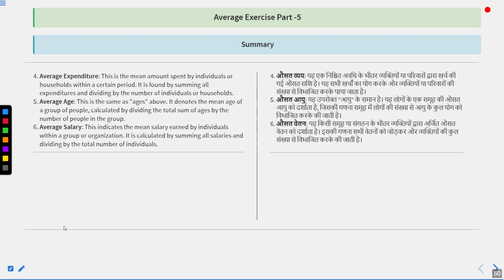Average salary. It indicates the mean salary earned by the individuals within a group or organization. It is calculated by summing all salaries and dividing by the total number of individuals.